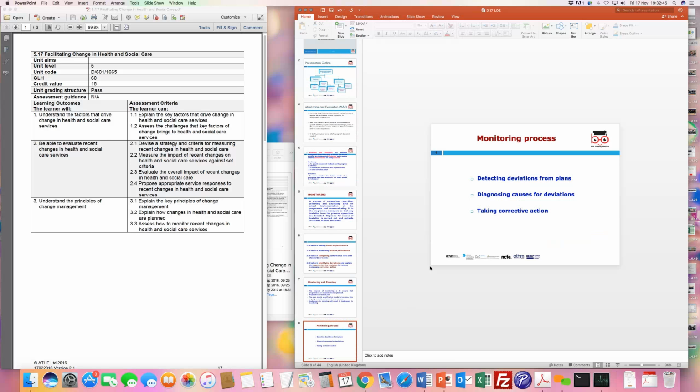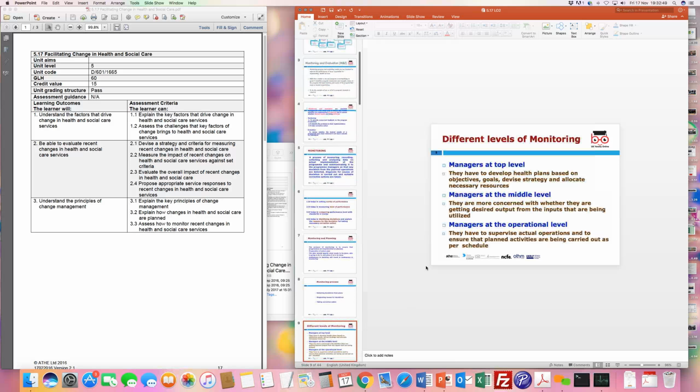So from a healthcare context, these are the 3 reasons why we look at the process of monitoring, from a macro view or from a top level. Why do we look at the monitoring process? Now, in general, when you look at monitoring happening within the organization, you look at 3 different types of monitoring.